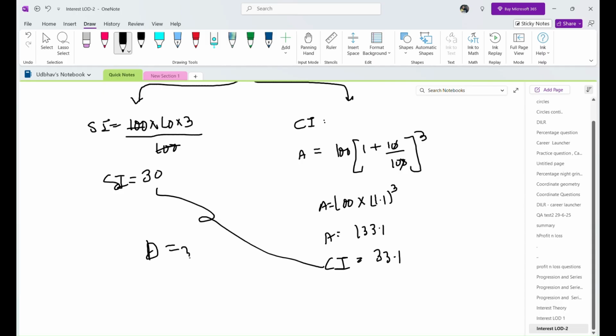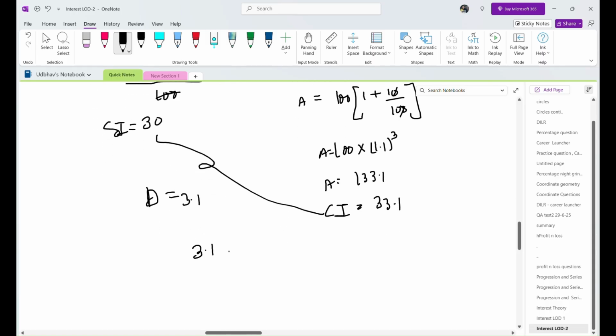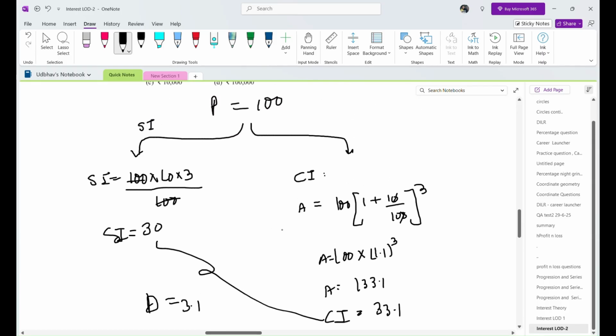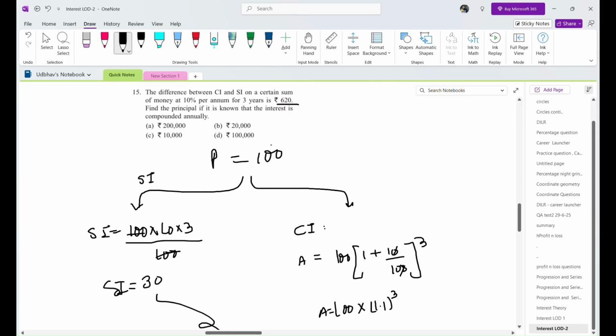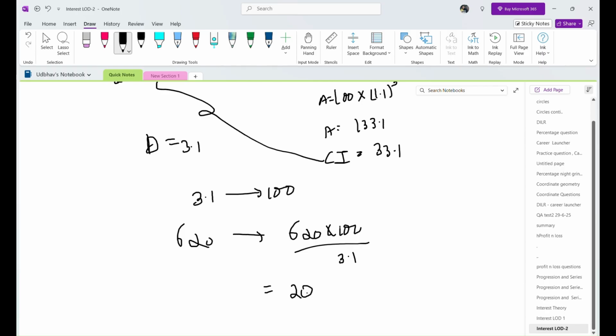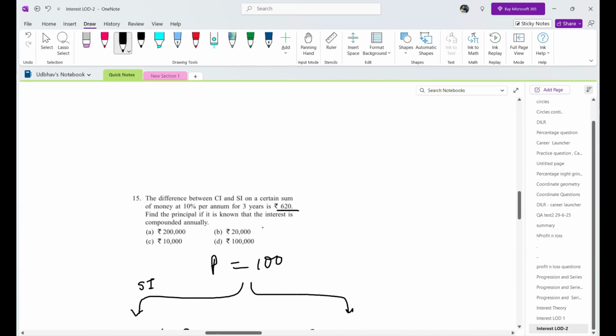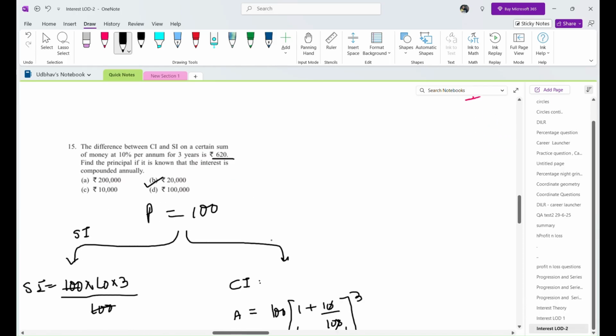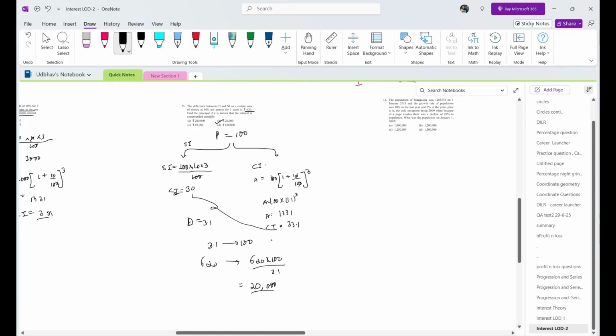The difference is 3.1. When the difference is 3.1, the principal is 100, and when the difference is 620, the principal will be 620 into 100 divided by 3.1. It comes out to be 20,000. Moving on to next question.